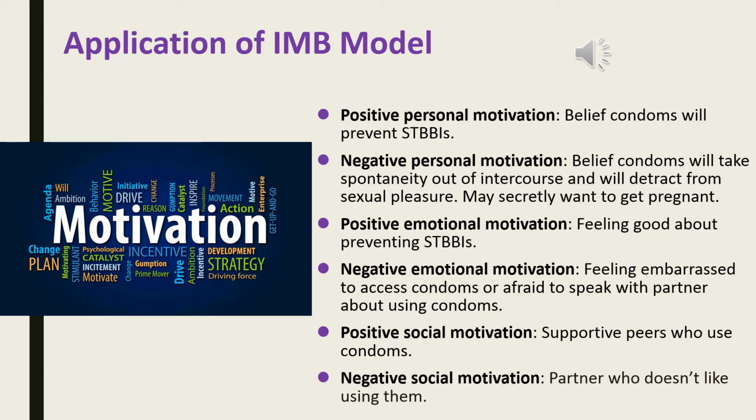Additionally, she may secretly want to get pregnant so that she has someone to love and someone who will love her back. Positive emotional motivation for condom use may include feeling good about preventing STBBIs, whereas negative emotional motivation may include feeling embarrassed to access condoms or being afraid to speak with her partner about using condoms. Positive social motivation may include having the support of peers who use condoms, whereas negative social motivation may include having a partner that doesn't like using them.